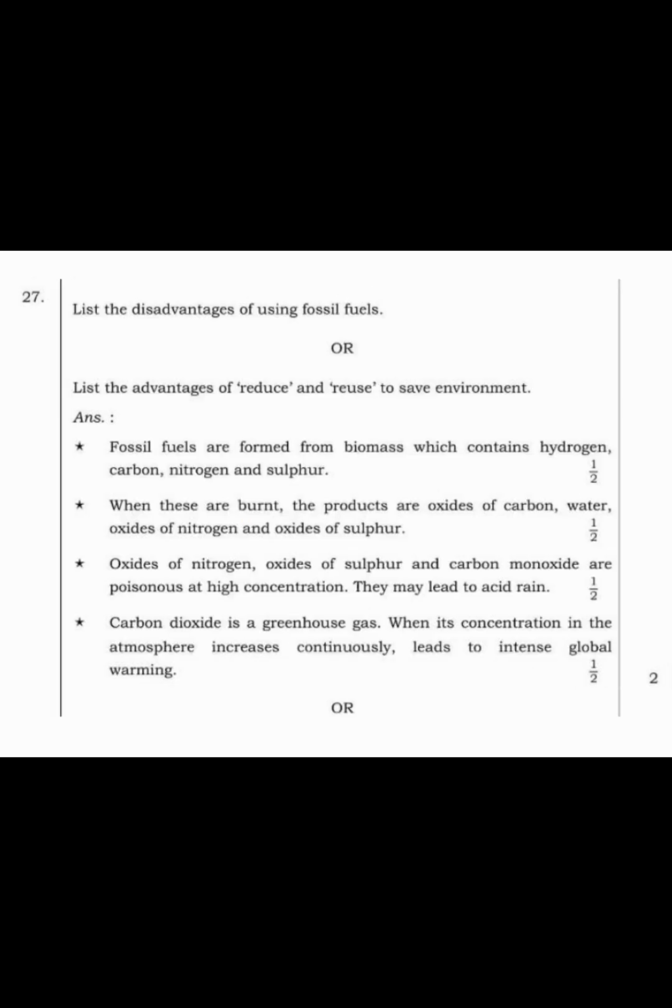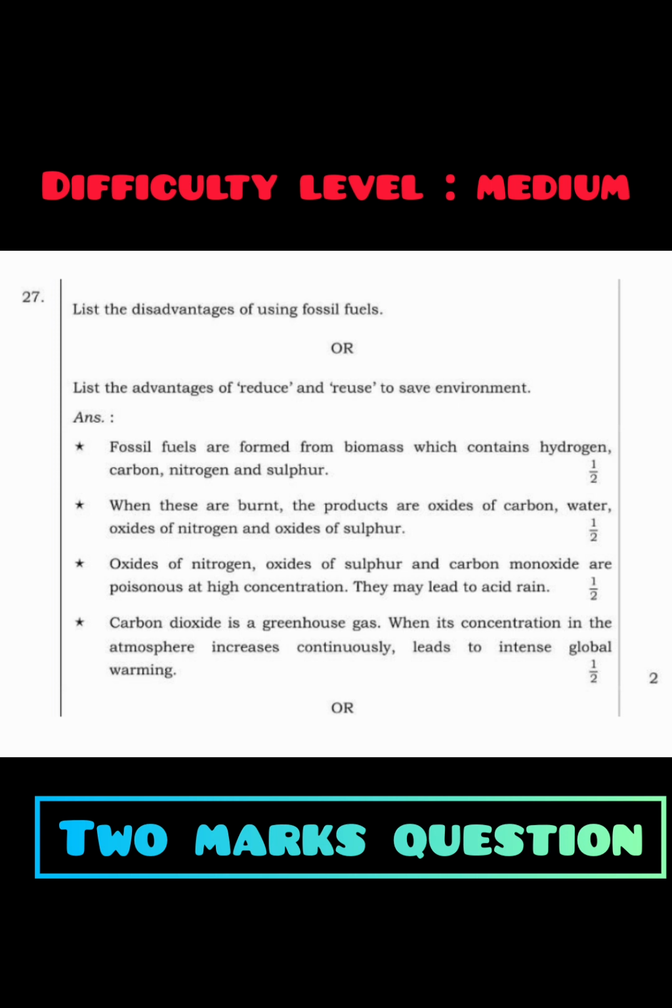Next question. List the disadvantages of using fossil fuels. For this question, the answer is: fossil fuels are formed from biomass which contains hydrogen, carbon, nitrogen and sulfur. This is for half marks. When these are burned, the products, oxides of carbon, water, oxides of nitrogen and oxides of sulfur, are formed.